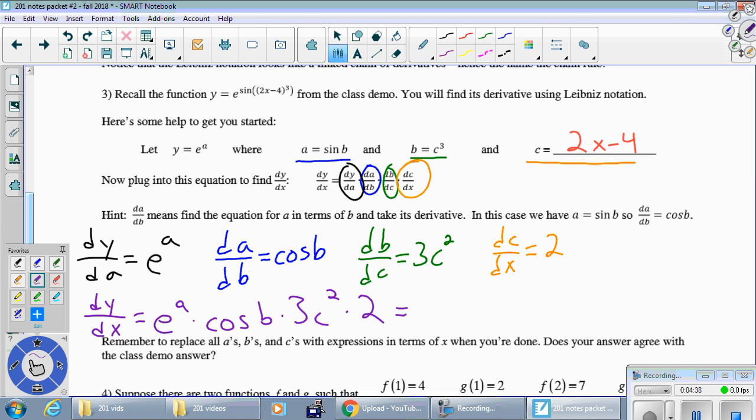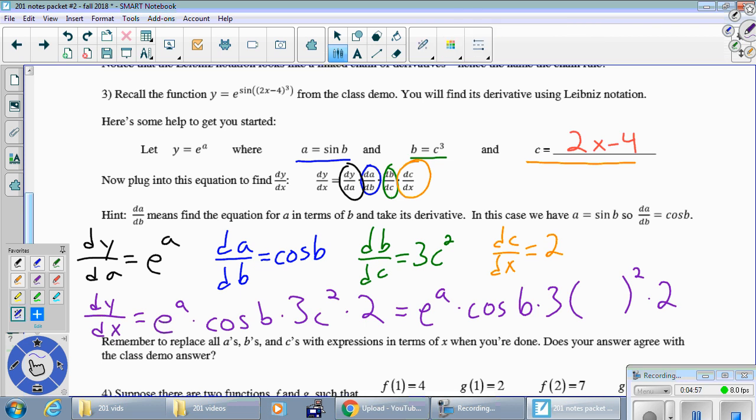So what I'm going to do, I am going to start by substituting c. So I'm going to copy everything else, e to the a, cosine of b, 3c squared times 2. So everything is copied except for the c. And now instead of c, I'm going to put what c is equal to, which is just 2x minus 4. Great. The goal is to make everything just x's.